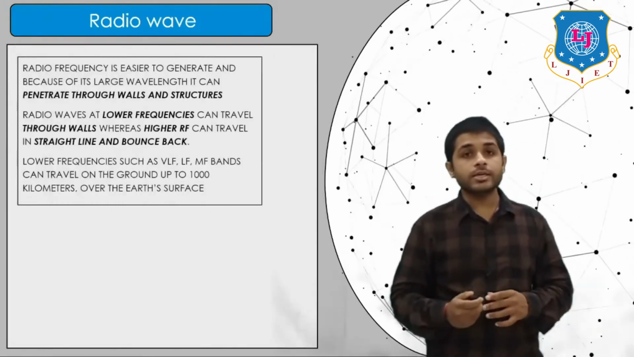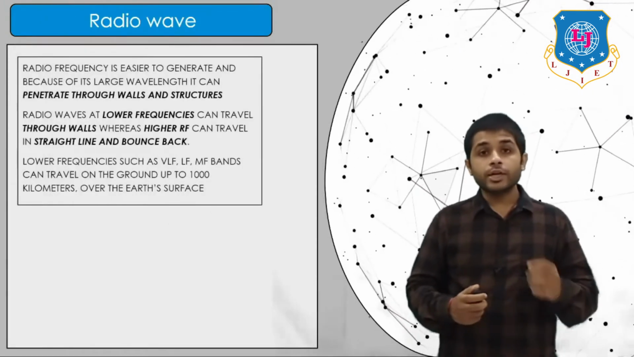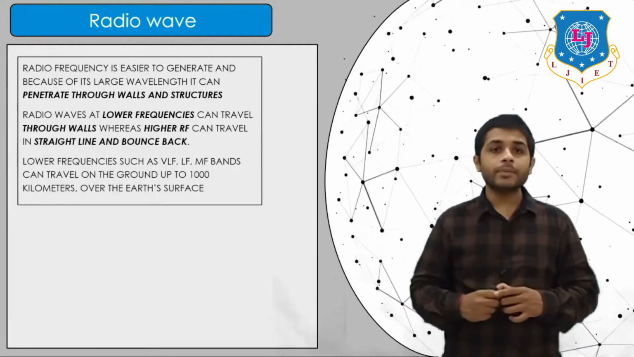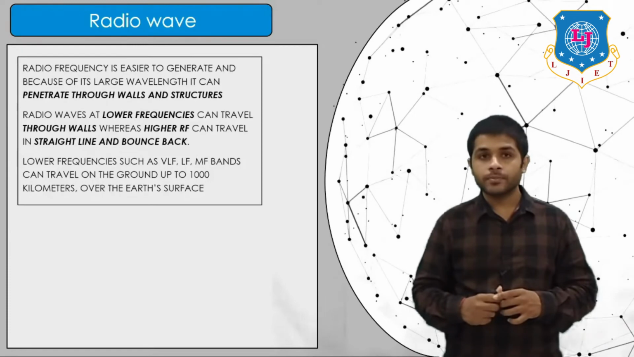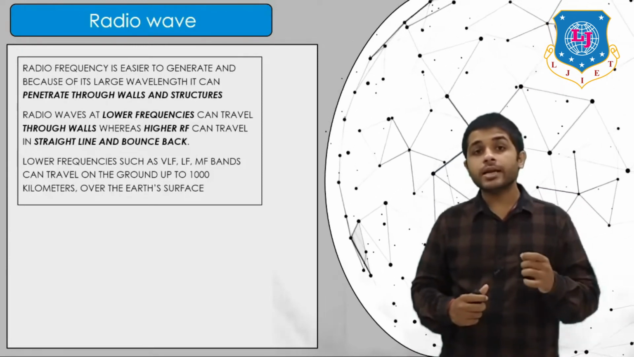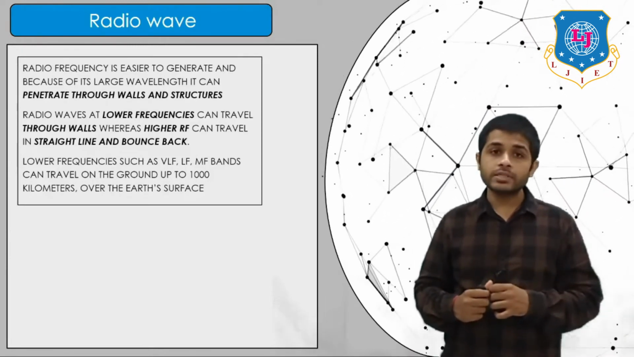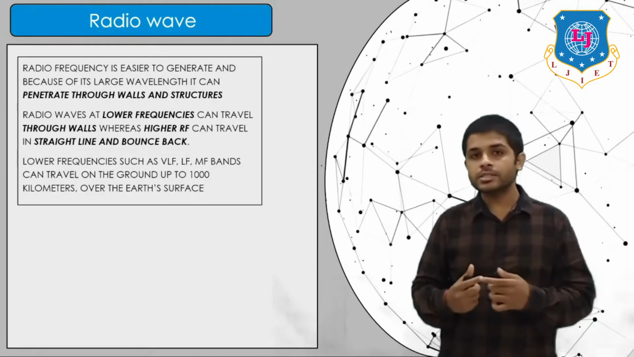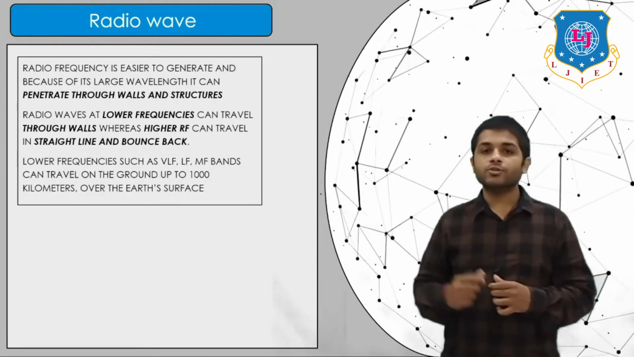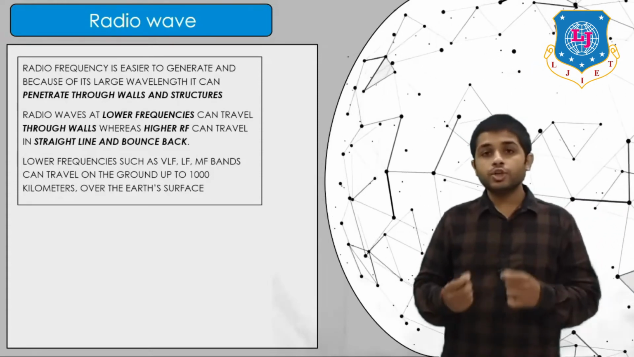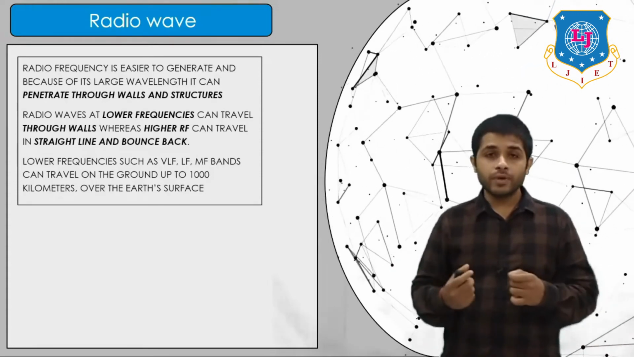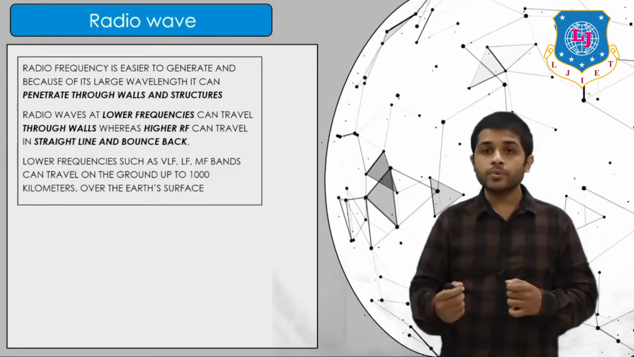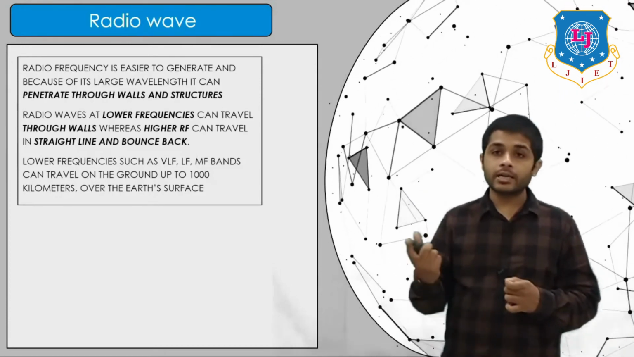The first is the radio wave. The radio frequency has very large wavelength, so it can penetrate through walls. The radio wave at the lower frequency can travel through walls, and at higher frequency it can be bounced back. But due to the large wavelength and due to the less intensity, you cannot transmit the radio wave directly.